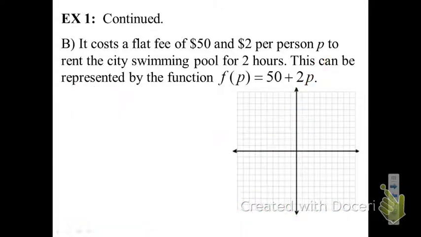Yeah, you're always going to look for them to find their intercepts. If you can't by doing that, then you'll just do a table.